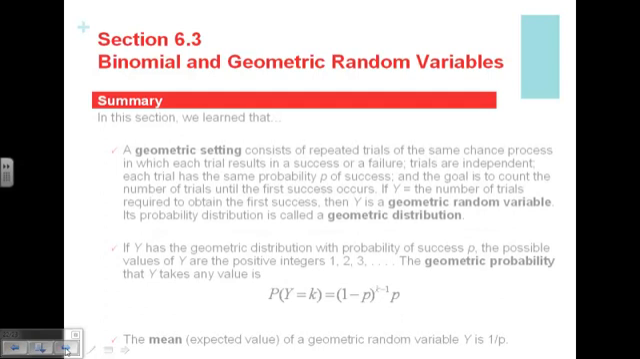Also in the summary, remember that the geometric setting counts the number of trials to your first success.